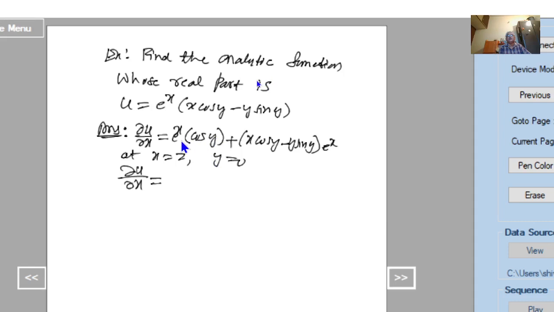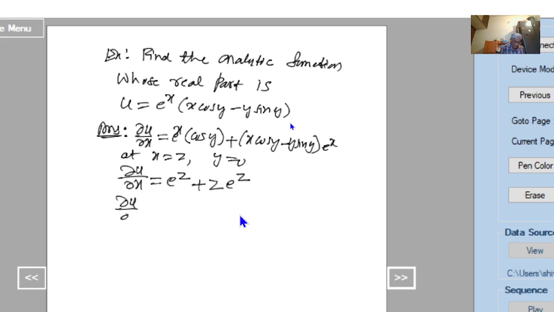Cos 0 is 1. E power of z into 1 is e power of z. And here cos 0 is 1. This is our z plus z into, see here, y into sin y. We are substituting y equal to 0. Therefore, this whole term becomes 0. That is, this is z into 1 into e raised to z. This is our dou u by dou x.